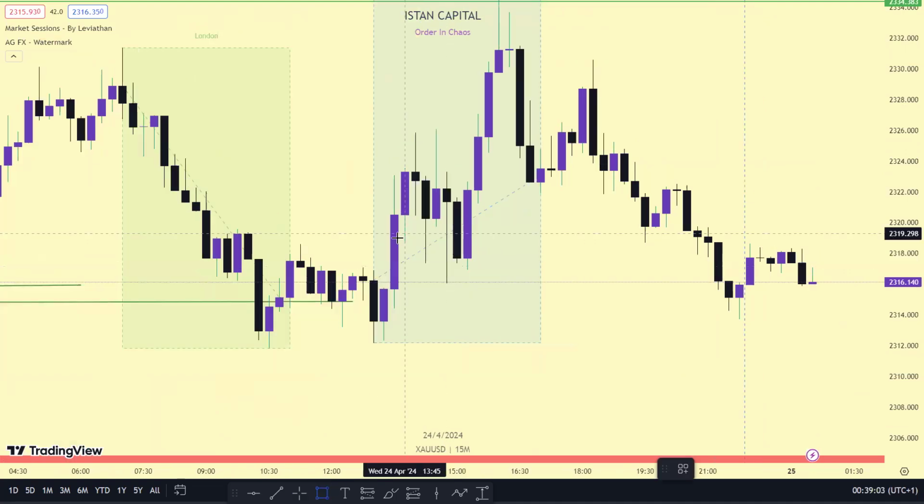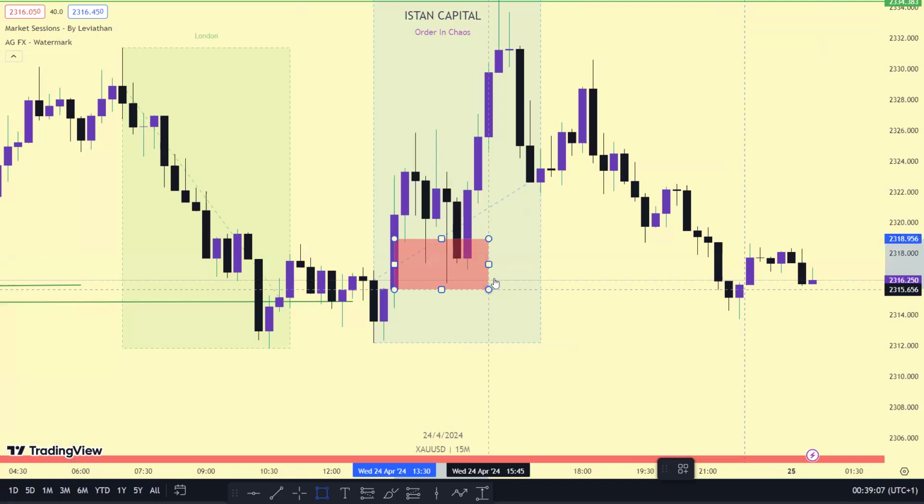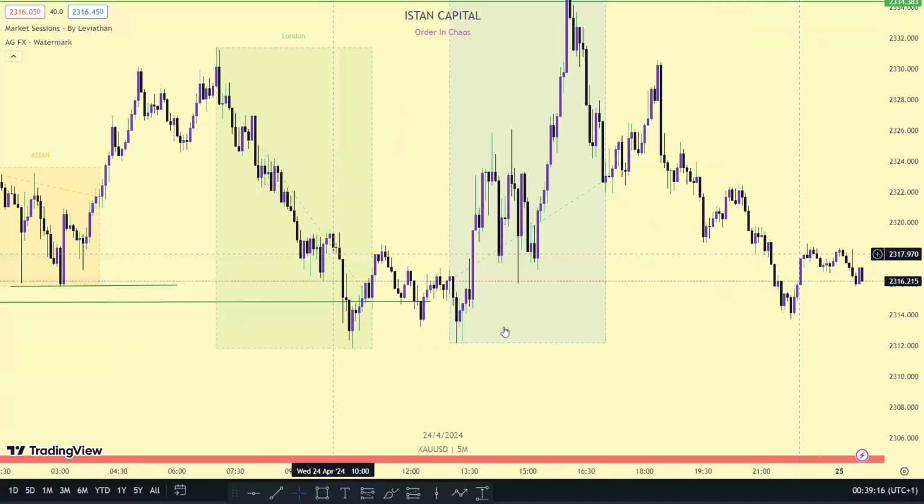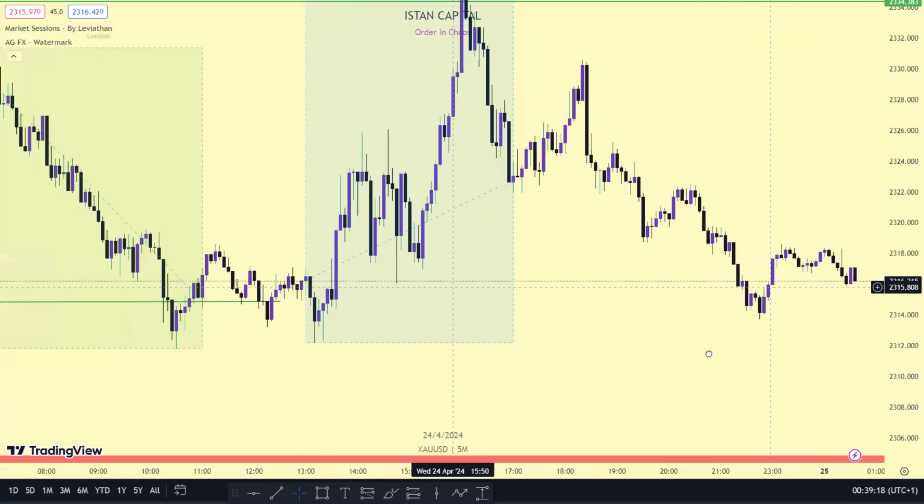Is the fair value gap clear? That is your fair value gap, right? So let me just delete that. So you didn't know where the zone is. What I used was liquidity, right? So I went down to the 5-minute time frame.